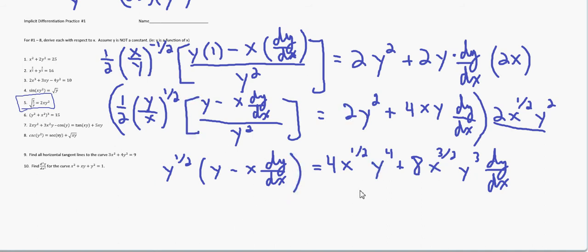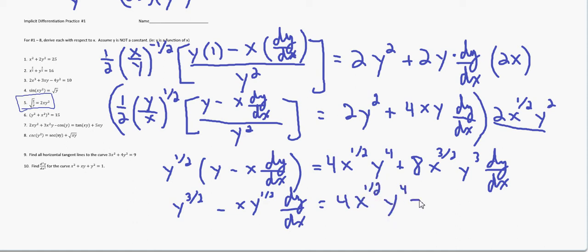So the right hand side's fine. There is no distribution happening. It's just one big plus in the middle. Over here, though, we got to multiply this out. So it's y to the 3/2 minus xy to the 1/2 dy dx. And that's going to be 4x to the 1/2 y to the 4th. So this side's staying the same, plus 8x to the 3/2 y cubed dy dx.